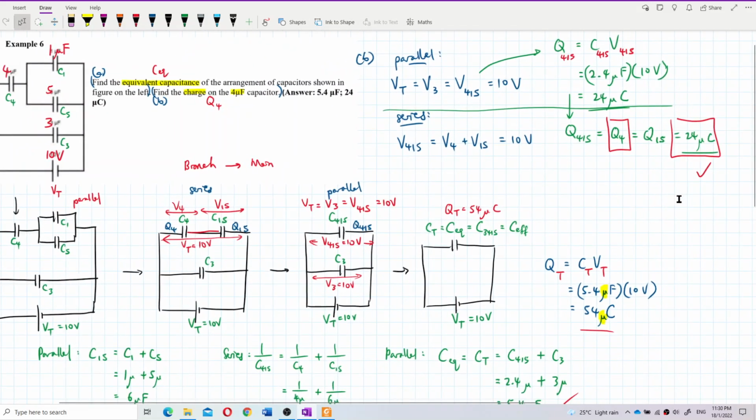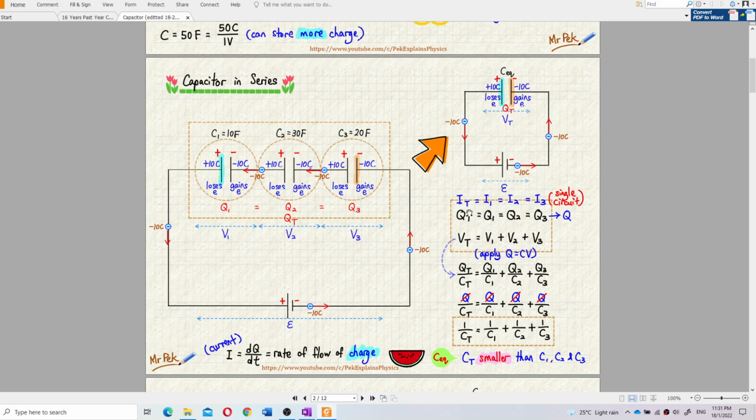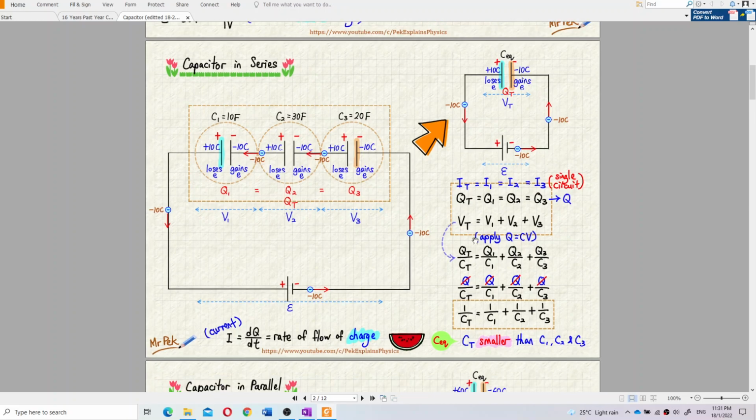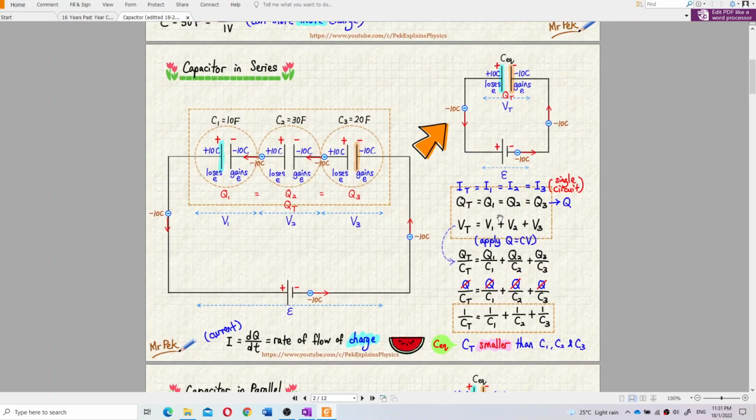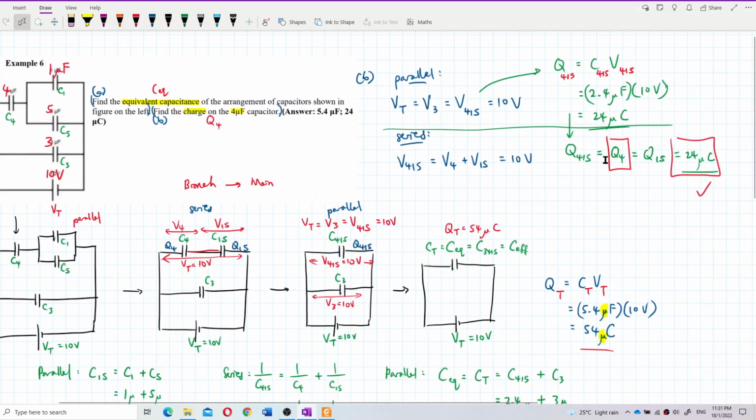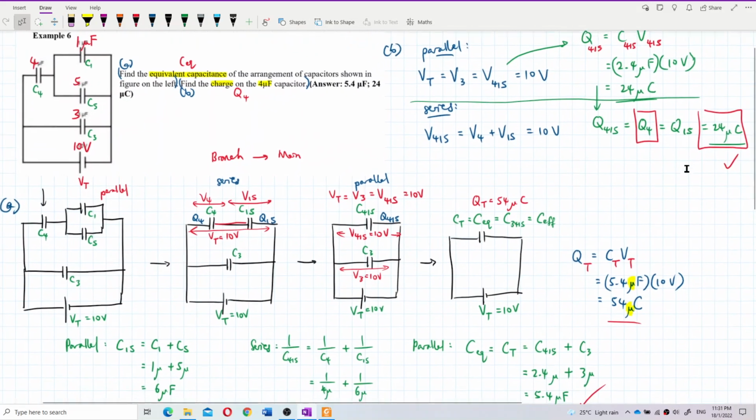So that's how we solve the question. You must know this relationship very well. If series, the charge is the same for all capacitors, but the voltage is added up: V1 plus V2 plus V3. But parallel, the voltage is the same, V1 equals V2 equals V3 equals V total, but the charge is added up: Q total equals Q1 plus Q2 plus Q3. If you know this very well, surely you can get the answer. Do it step by step.